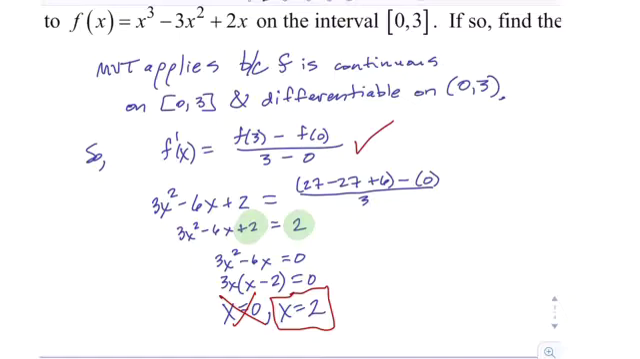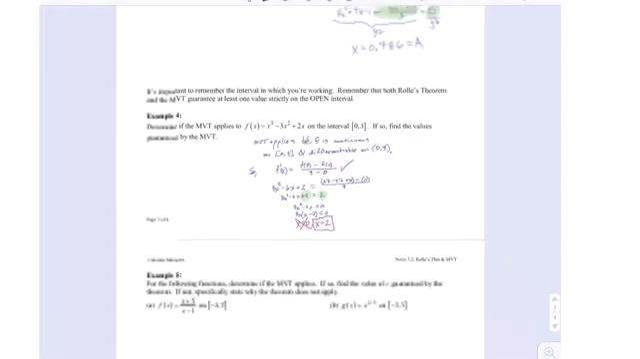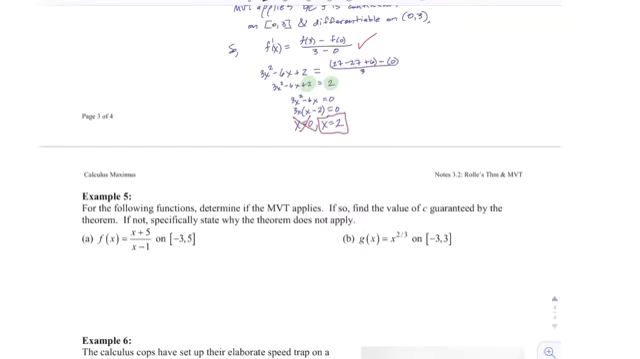Okay, where does it happen between the endpoints? Okay, so you can go ahead and... well, let's keep going.